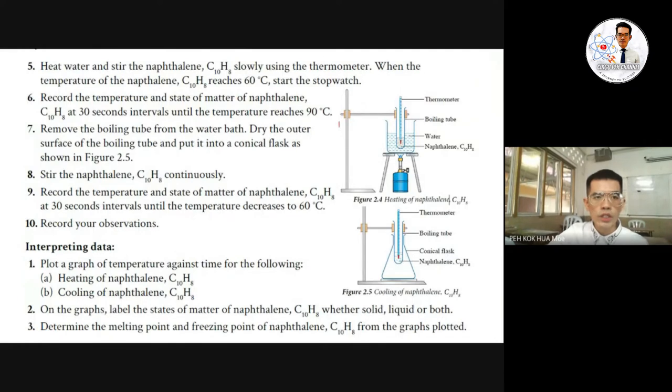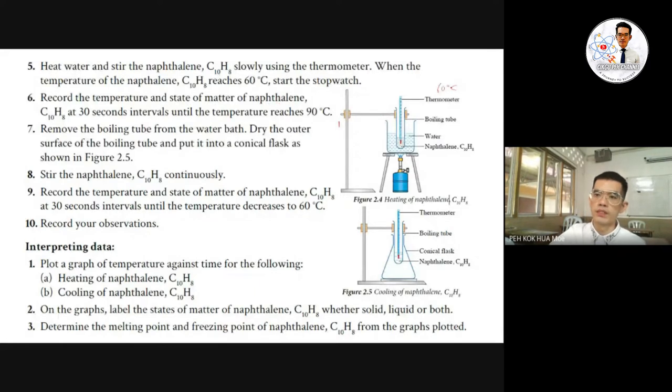Heat the water and stir the naphthalene. You have to stir using the thermometer. When the temperature of the naphthalene reaches 60 degrees Celsius, start the stopwatch. That means you have to heat until the temperature reaches 60 degrees Celsius, and only then you start your experiment. Record the temperature and state the matter of the naphthalene.